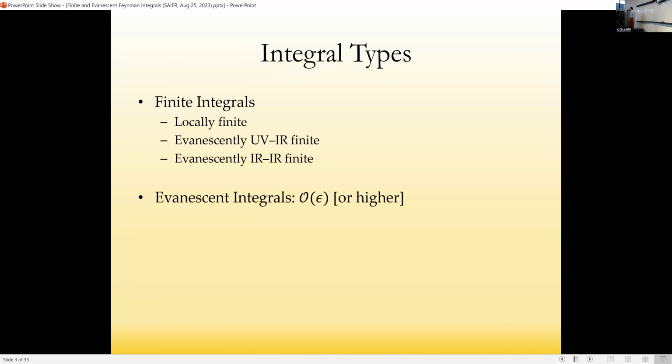And then there are things which I call evanescently UV/IR finite or evanescently IR finite, where there are, in a certain sense, cancellations between either UV divergences and extra factors of epsilon from the IR, or similarly for IR. For the UV ones, there's a fairly straightforward way to classify them generally. We don't really understand how to classify the last category generally. And part of the ingredients in those last two are evanescent integrals, which is what I call integrals which are order epsilon higher.